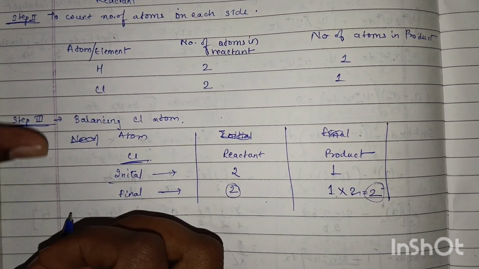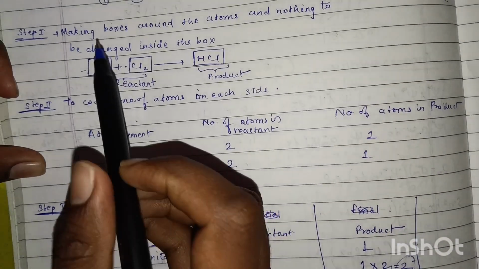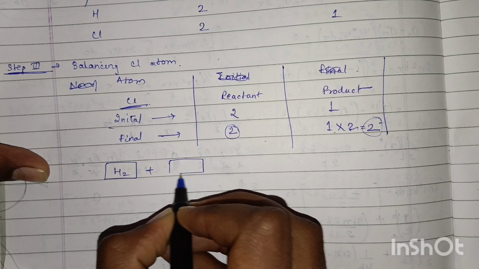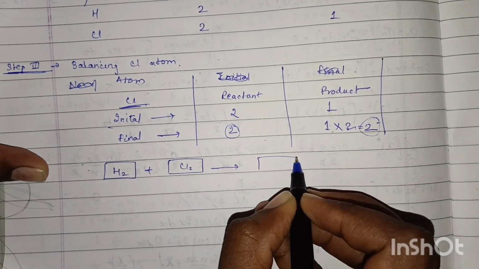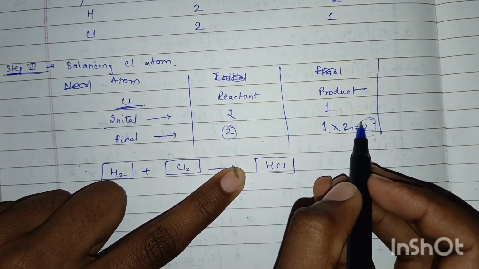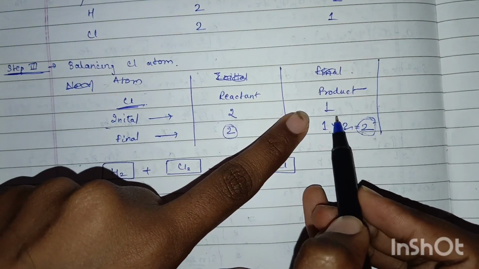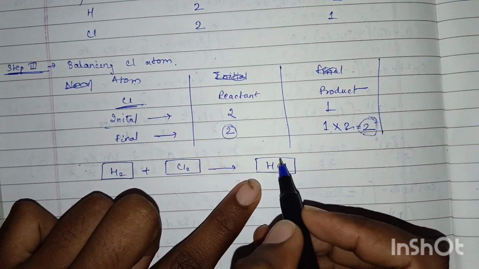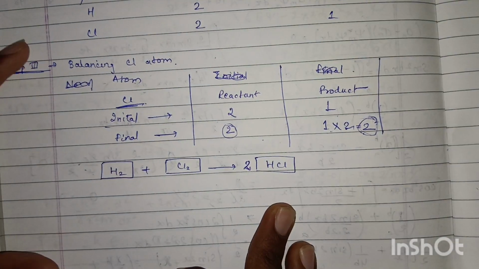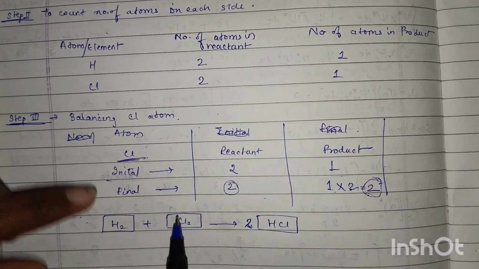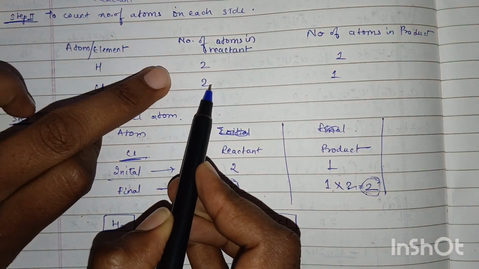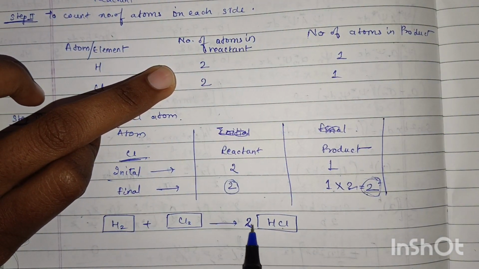Now we will write this equation, with the boxes, as such: H2 plus Cl2 gives HCl. Now, what we multiplied with chlorine on the product side, this 2 has to be multiplied on the product, that is 2 here. Now again let's count one more time the number of atoms. Here hydrogen is 2, and chlorine is 2.